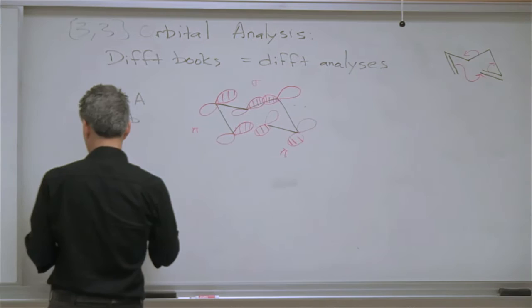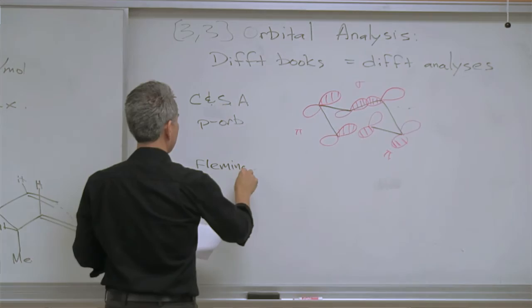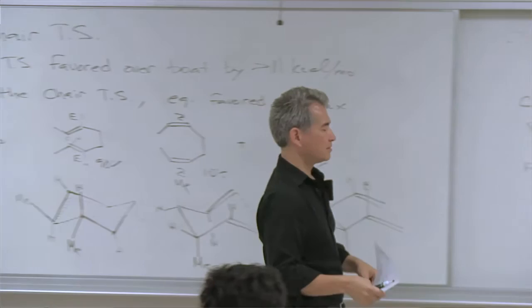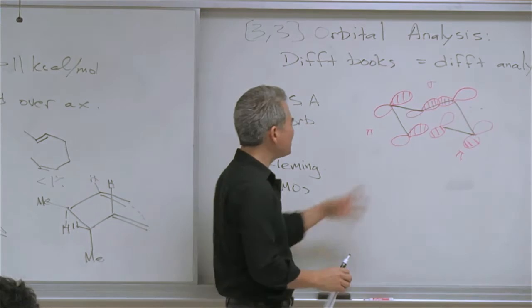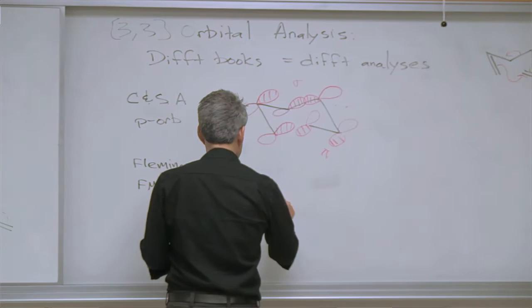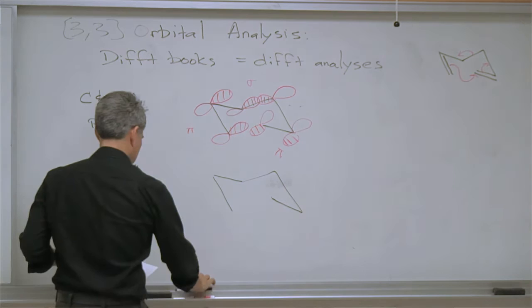So if you look at the Fleming book, of course, Fleming is all about frontier orbitals and canonical frontier molecular orbitals. Sigma, pi, p orbitals, lone pairs, sigma star, stuff like that. And so Fleming says, well, look, I'm not going to draw p orbitals. I know it's a pi bond, so why don't I just draw the pi bond? So if you look at the analysis in the Fleming book, you draw the same chair. That doesn't change.